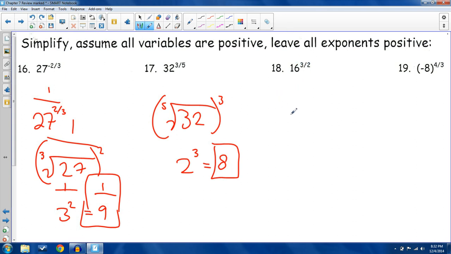Okay, 16 to the 3/2. Once again, here we go. That is the square root of 16, then cubed. Square root of 16 is 4. 4 cubed is, what is that, 64?